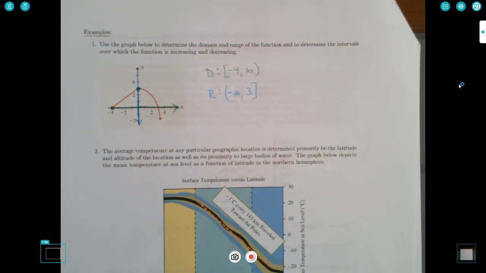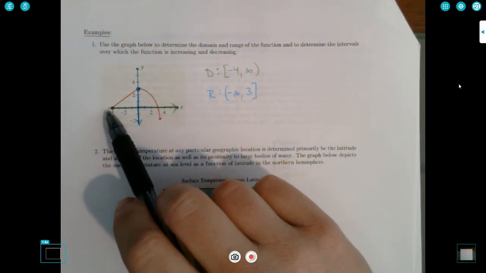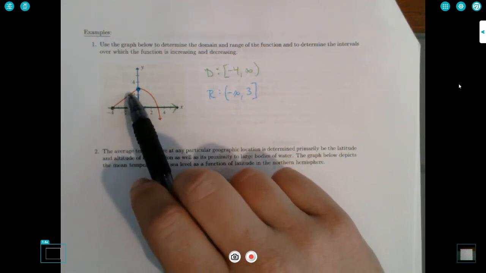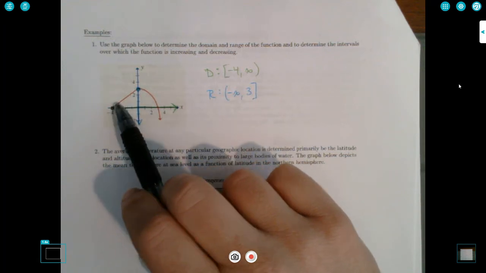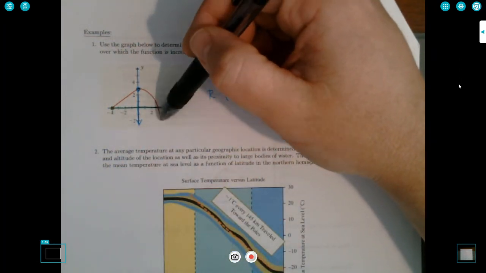Intervals of increase and decrease. So we'll imagine that we're riding the function like a roller coaster from left to right. And we're rising, rising, rising. So we're increasing on this interval. And then after that, we fall, right? So we're decreasing on that interval.